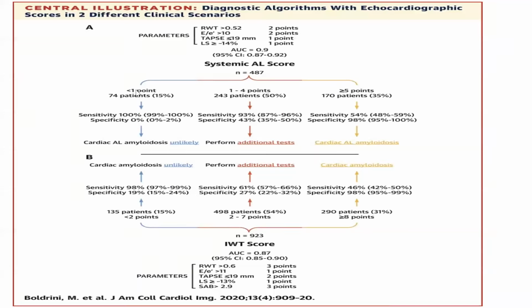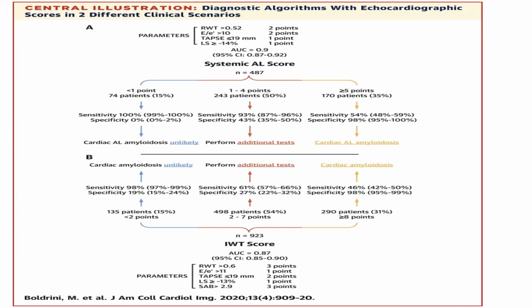If it is lesser than 1 point, then cardiac amyloidosis is unlikely. With more than 5 points, cardiac amyloidosis is very likely, and with good specificity. The inferior score, as we said earlier, is composed of 5 items, the same items but with different cutoff values.